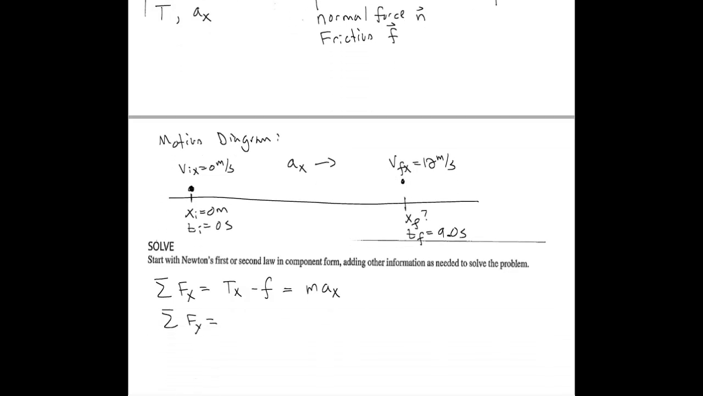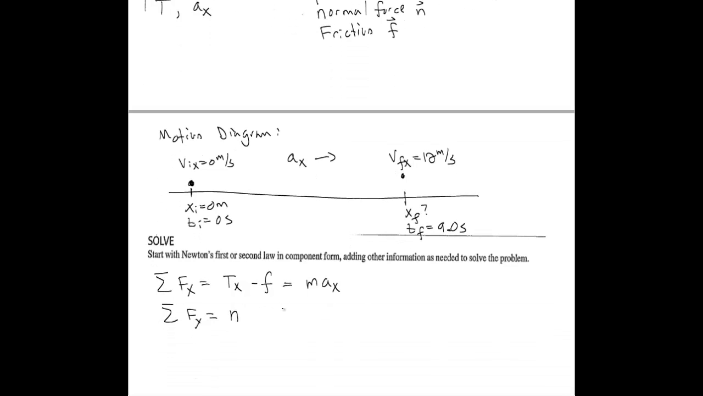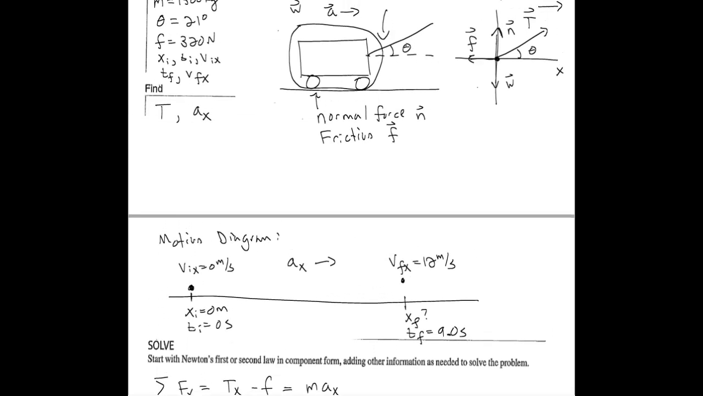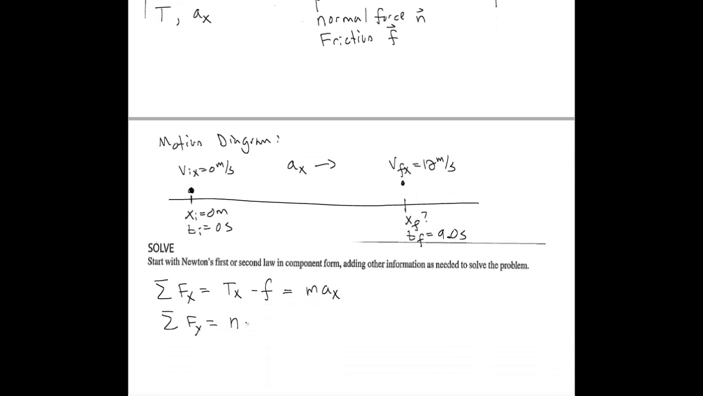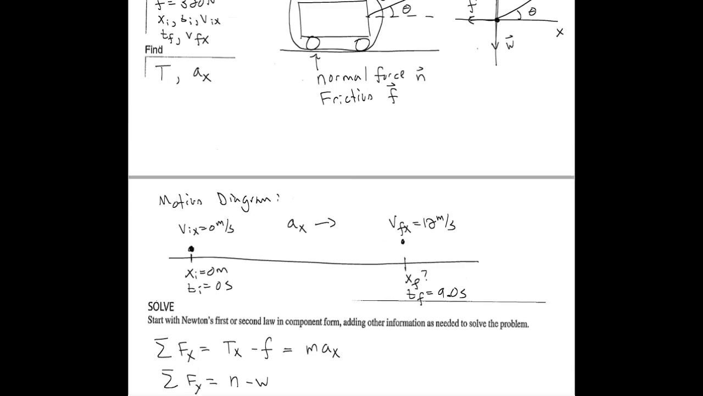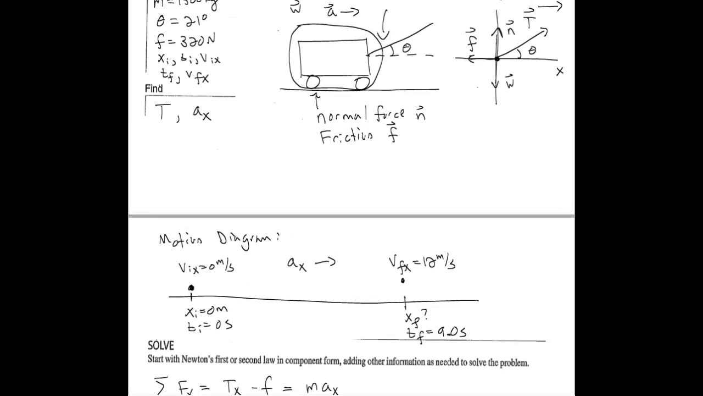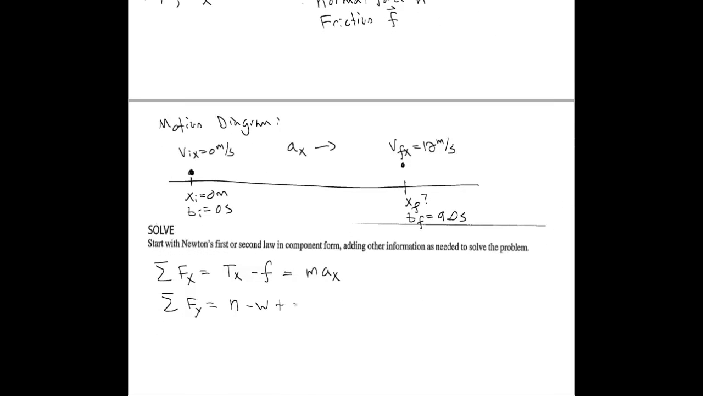In the y direction, we have a normal force pointing in the positive y direction. We have weight, there's our free body diagram, pointing in the negative y direction. And we also have a component of the tension pointing in the positive y direction. So we have a tension in the y direction. And that's all equal to mass times acceleration in the y direction.